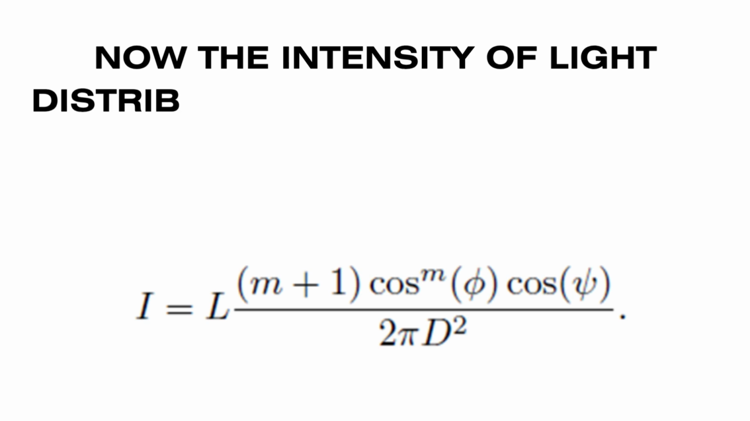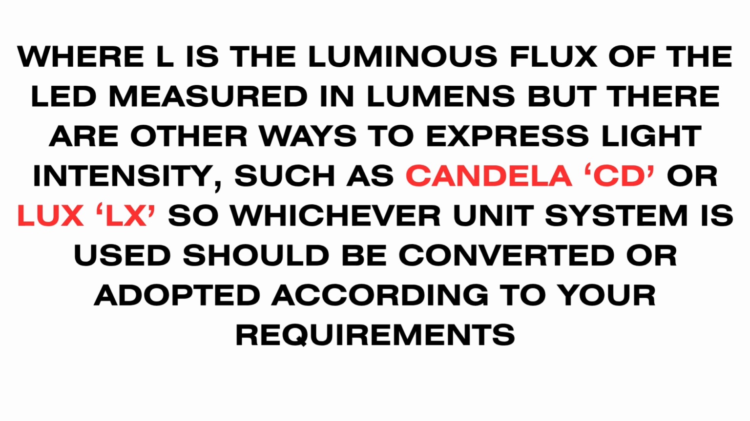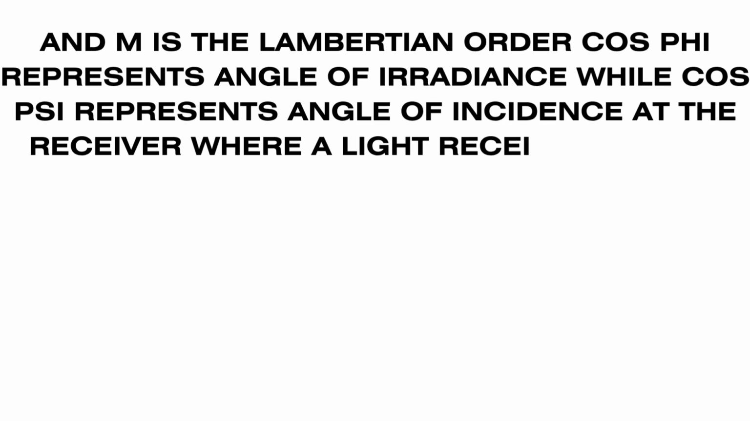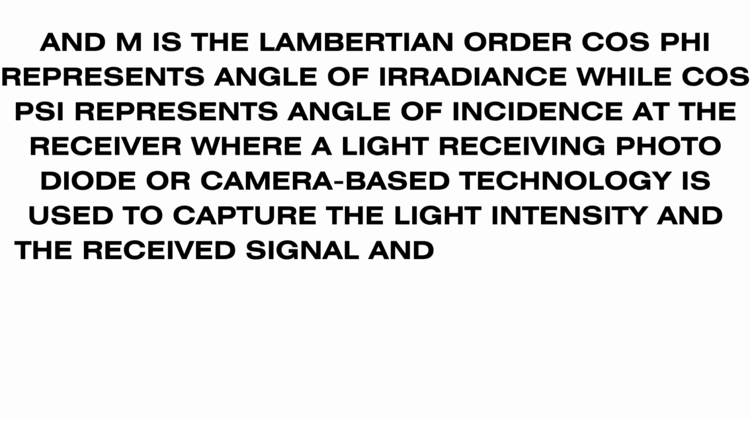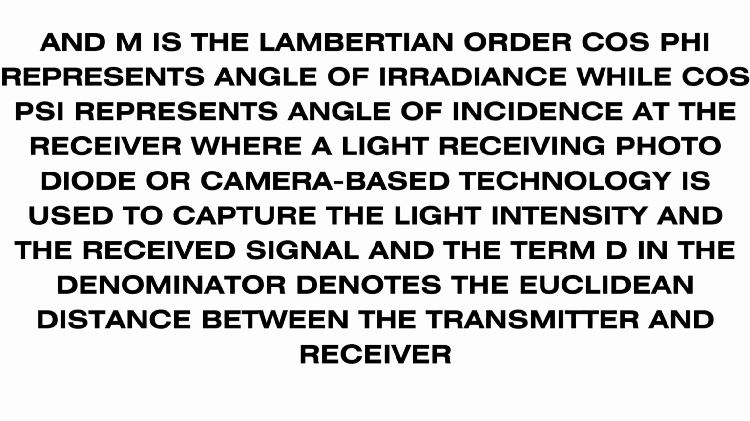Now the light intensity distribution, that is illuminance distribution, can be calculated as follows. Where L is the luminous flux of the LED measured in lumens, but there are other ways to express light intensity, such as candela (cd) or lux (lx), so whichever unit system is used should be converted or adopted according to your requirements. And m is the Lambertian order. Cos phi represents the angle of irradiance, while cos psi represents the angle of incidence at the receiver, where a light-receiving photodiode or camera-based technology is used to capture the light intensity and the received signal, and the term d in the denominator denotes the Euclidean distance between the transmitter and receiver.